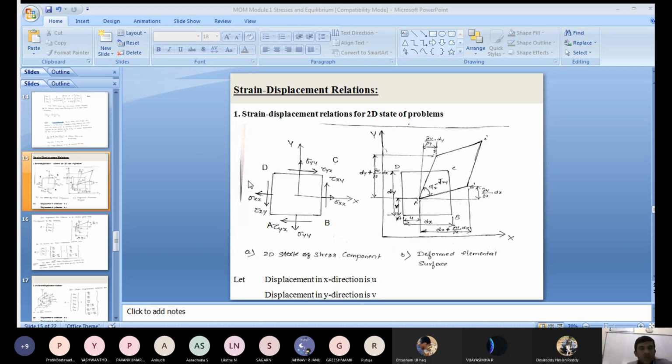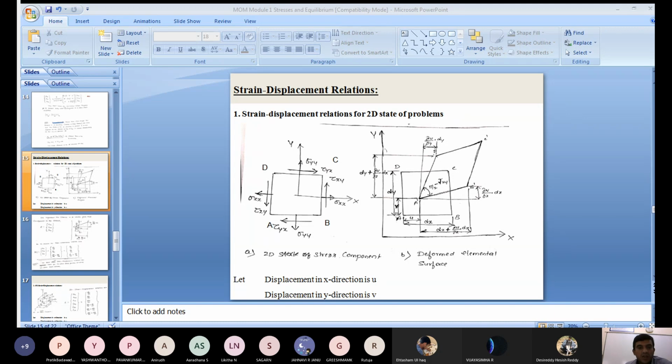Now consider a two-dimensional stress component. Consider a two-dimensional element, the square element A, B, C, D. Now you can see in figure B also, A, B, C, D. This is a square element. What is the length of the element in the x-axis? That is dx. Am I right? The length of the element in the y direction, in the y-axis, is dy. Right? What about thickness? Thickness is taken as unity. That is called a two-dimensional plane stress problem, right?